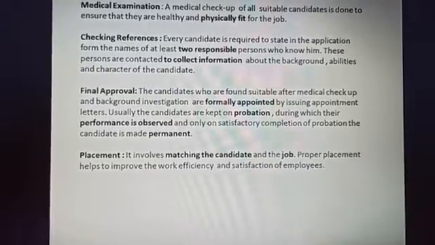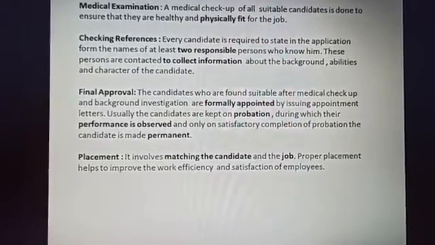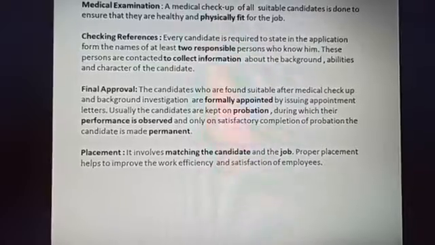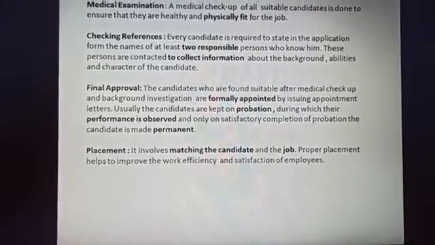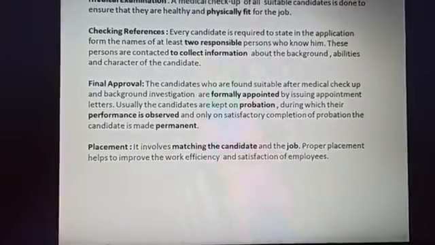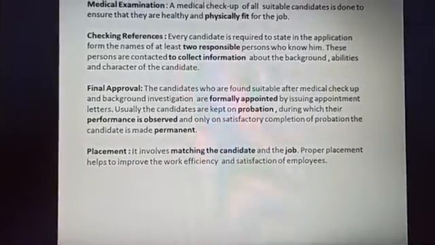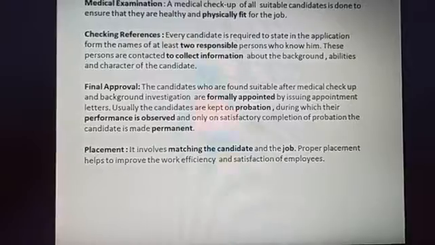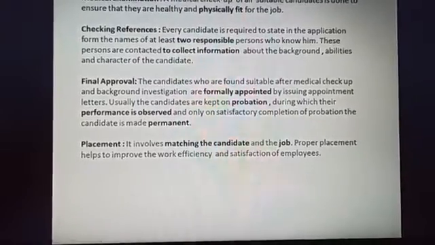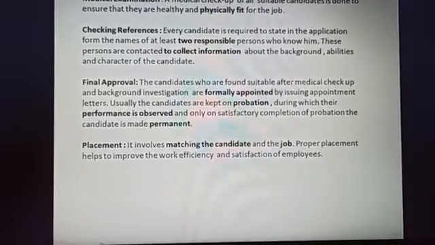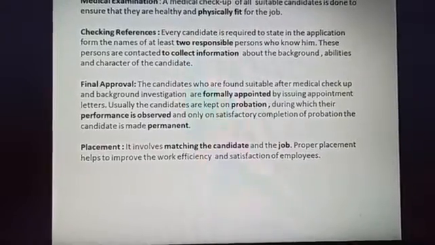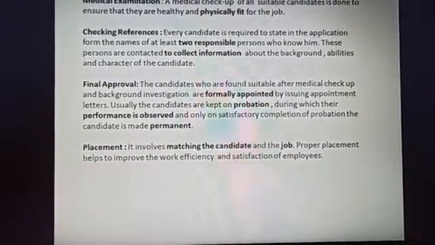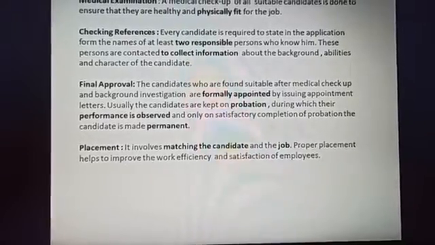Medical examination. A medical checkup of all suitable candidates is done to ensure that they are healthy and physically fit for the job. Checking references. Every candidate is required to state in the application form the names of at least 2 responsible persons who know him. These persons are contacted to collect information about the background, abilities, and character of the candidate.